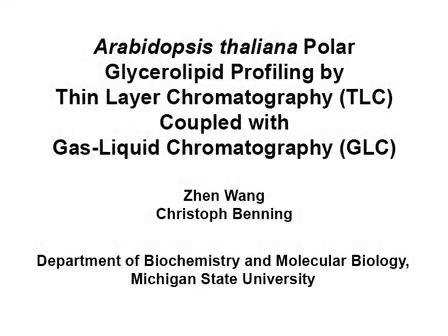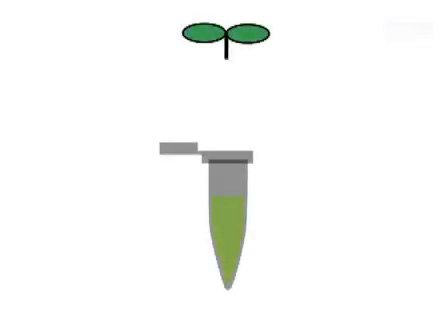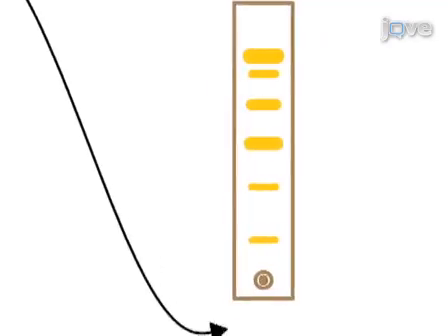The overall goal of this procedure is to determine the polar lipid composition of Arabidopsis seedlings. This is accomplished by first extracting lipids from the seedlings. The polar lipids are then separated by thin layer chromatography.